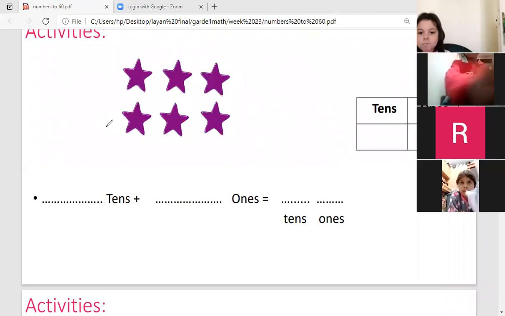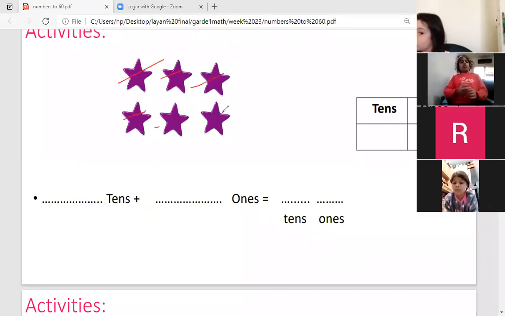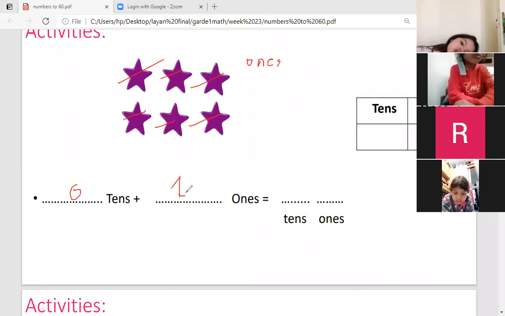So here, let me count. First of all, as I said, I must count each 10 and circle them. Let us see how much these are. 1, 2, 3, 4, 5, 6. I only have 6. I don't circle them, because I circle only a group of 10 and these are not 10. So these are called ones. I don't have tens here. So I have 0 tens and 6 ones. The answer will be 6.